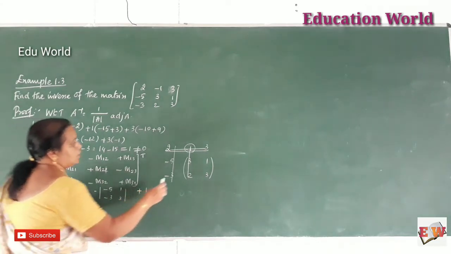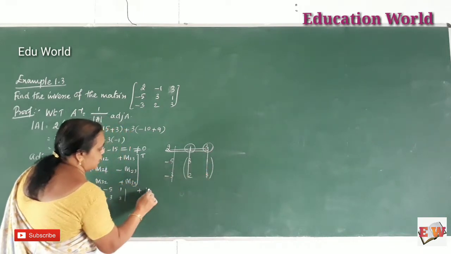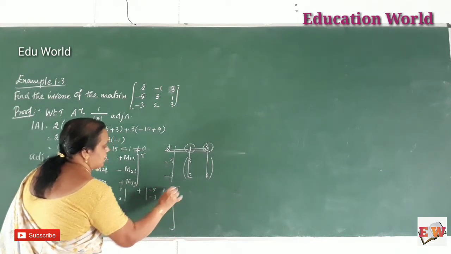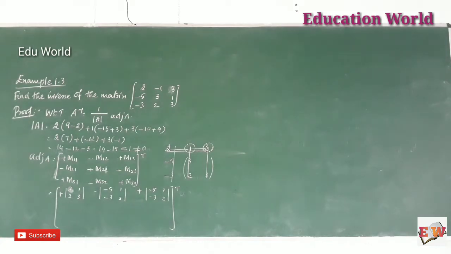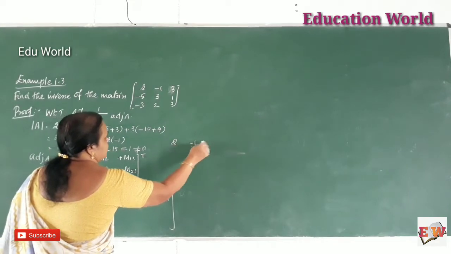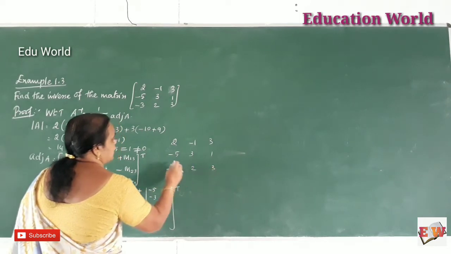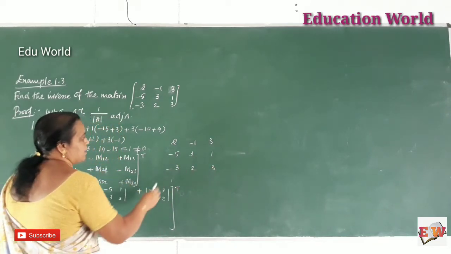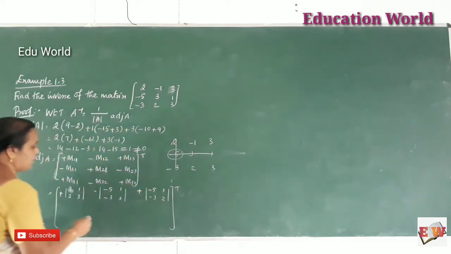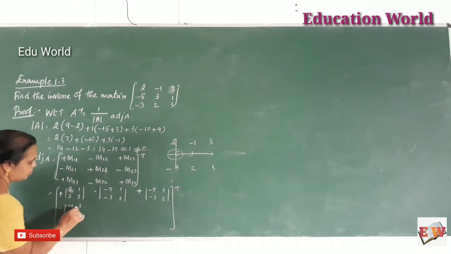Plus, for this entry we have to delete this row and this column. We get minus 5, 3, minus 3, 2. This is the submatrix of this entry. Next, second row: 2, minus 1, 3, minus 5, 3, 1, minus 3, 2, 3. For the second row, for the minus 5 we have to delete this row and this column. We get this submatrix minus 1, 3, 2, 3.